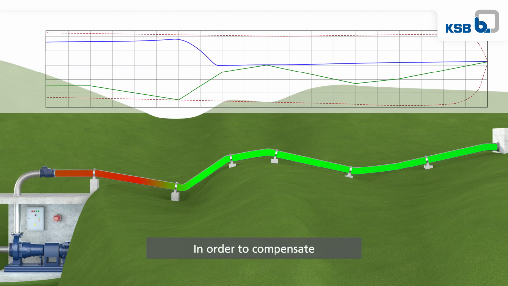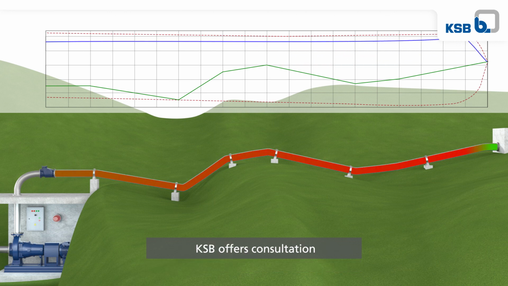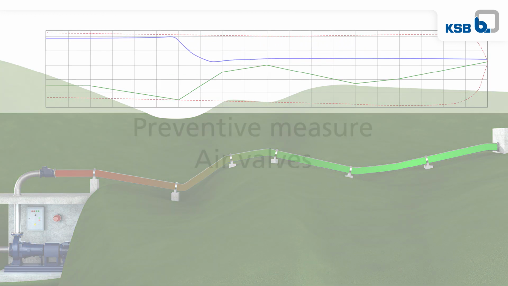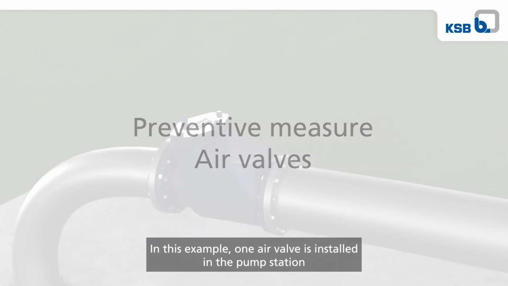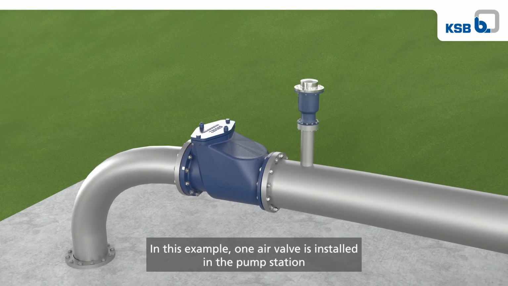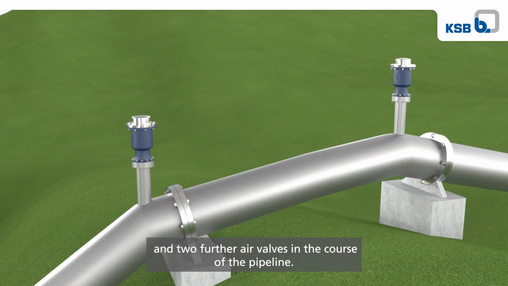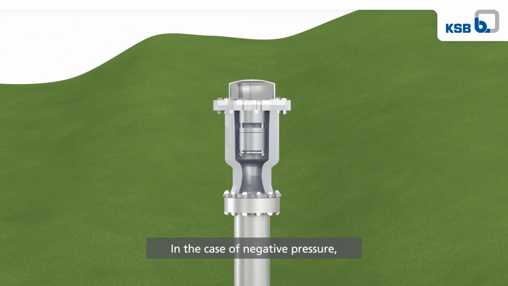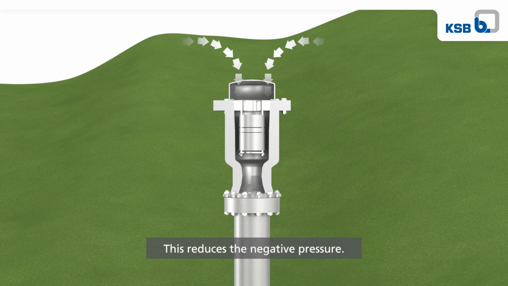In order to compensate the drastic pressure head fluctuations that may occur, KSB offers consultation and the selection of various preventive measures. In this example, one air valve is installed in the pump station and two further air valves in the course of the pipeline. In the case of negative pressure, the air valve opens, allowing air to flow into the pipeline. This reduces the negative pressure.